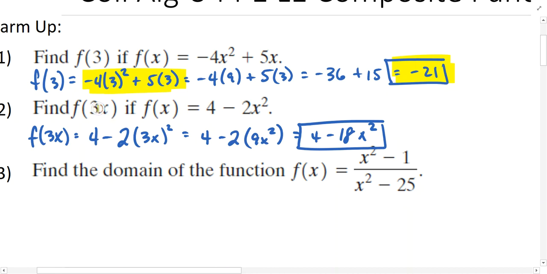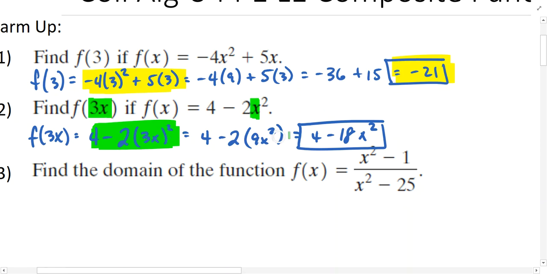For number 2, we're substituting the expression 3x in place of every x value. So we've got 4 minus 2 times the quantity of 3x squared. And again, we'll need to simplify using the order of operations. This is not really something that you can punch into any of our calculators, so this is definitely a no calculator style question. And so when simplifying, again, we're following the order of operations.